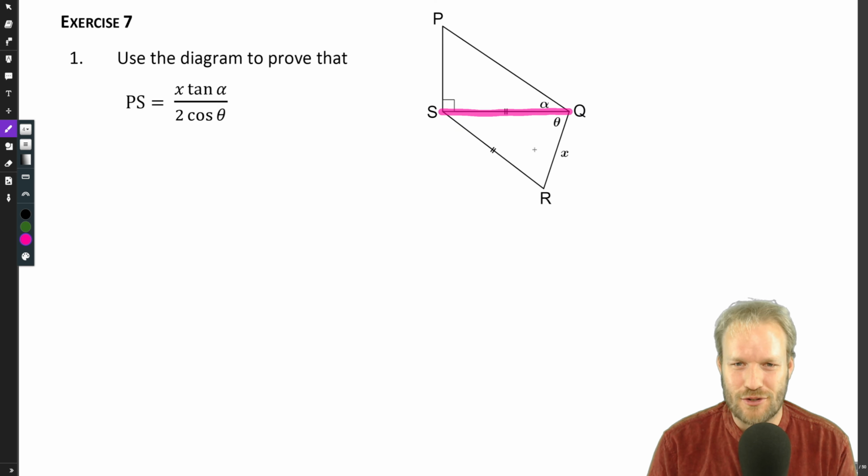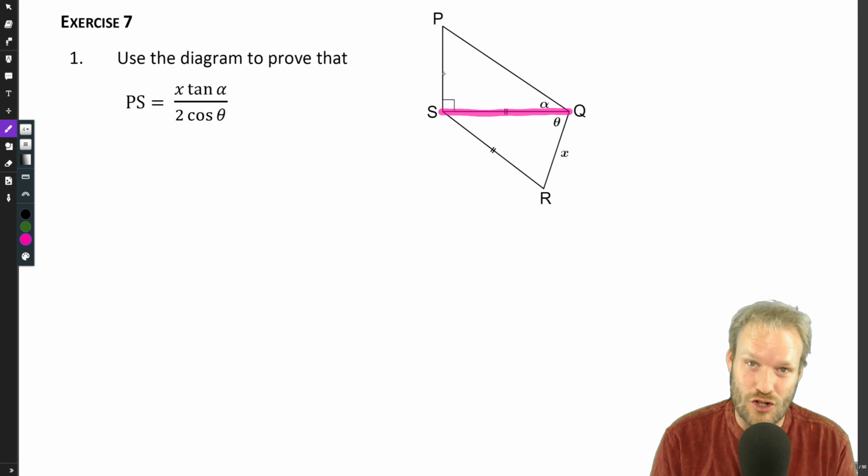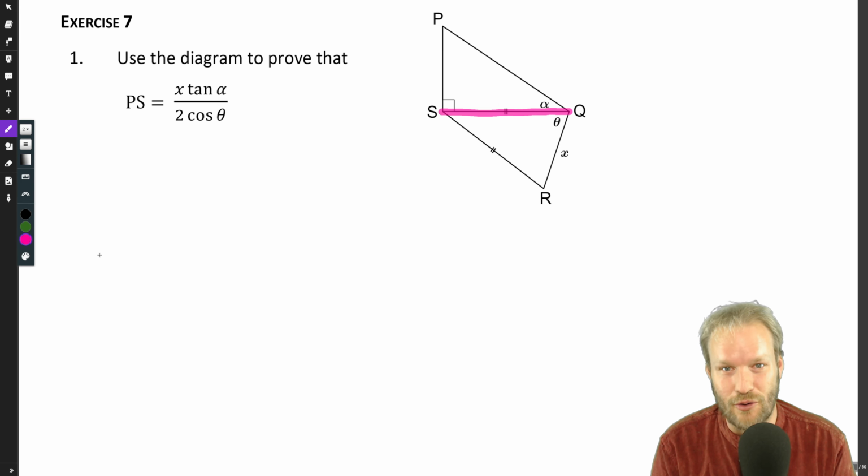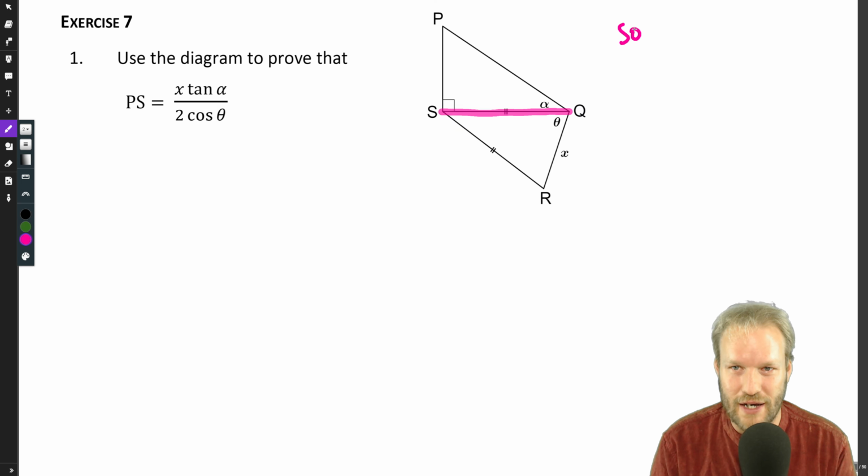So perhaps, what it seems like we're probably going to do is use the bottom triangle to work out what SQ is, and then use that in the top triangle. Now, one little hint of where we might go as well is the top triangle is a right angle triangle. So we can just go back to our SOHCAHTOA, right? We don't have to use sine rules and cos rules in the top triangle when we get there.